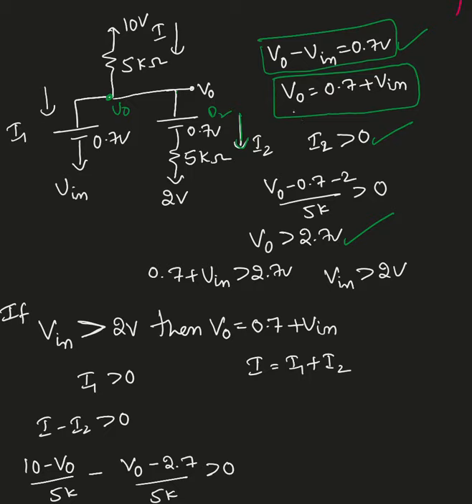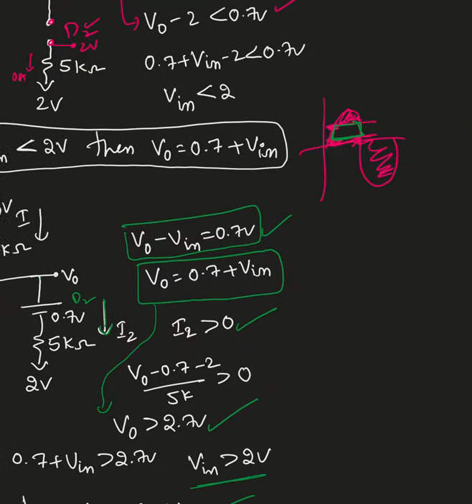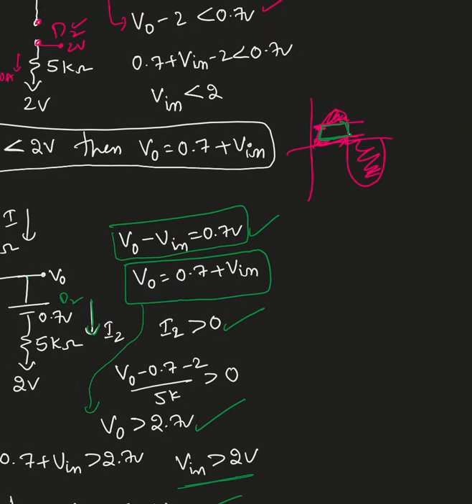So I'm going to substitute this V0 right here, which is 0.7 plus Vn, must be greater than 2.7 volts. So as long as Vn is greater than 2 volts, then V0 equals this. Okay. So from this sinusoidal waveform, that's 2 volts. I know what is going on above it, but at the same time, we need to find the upper limit.